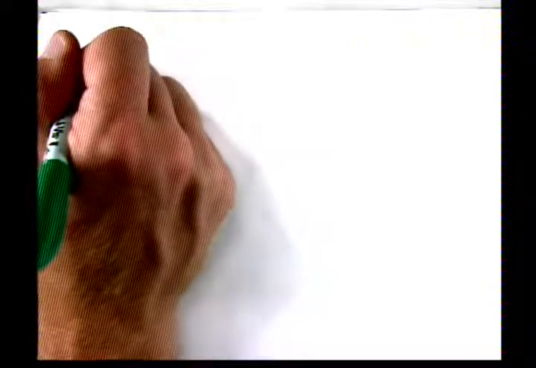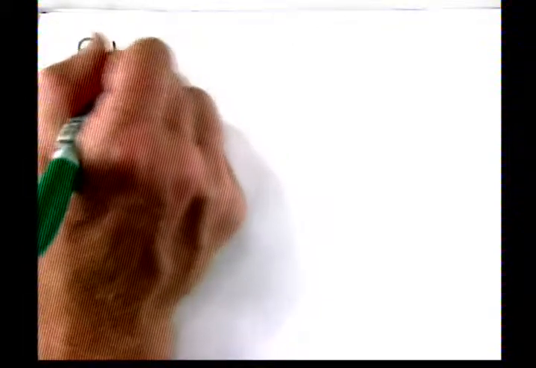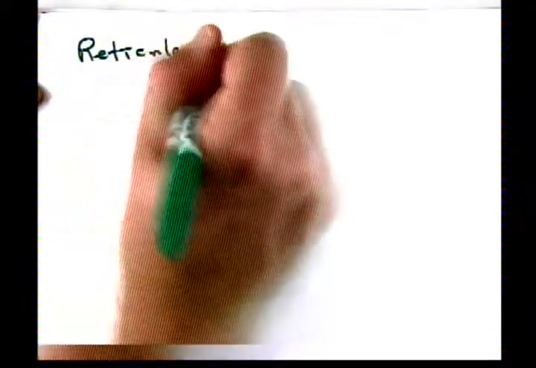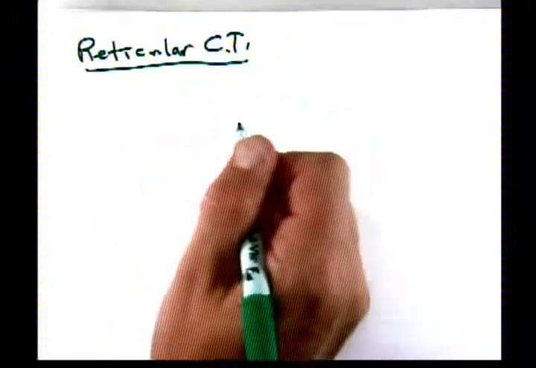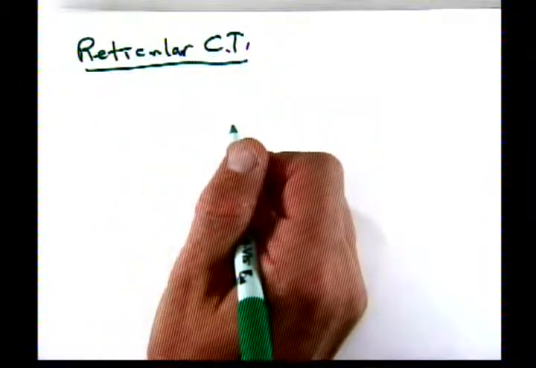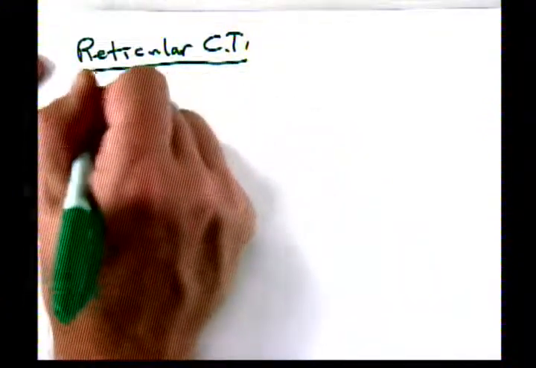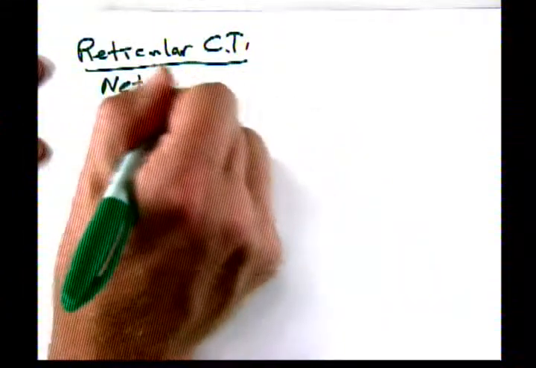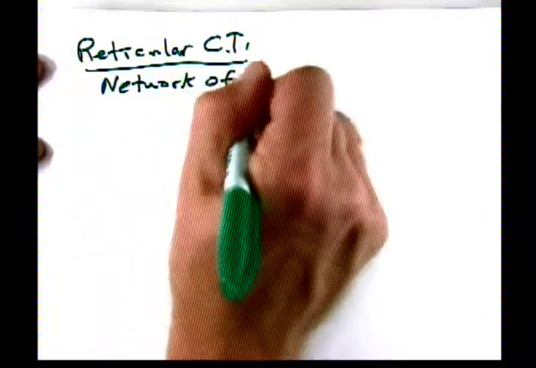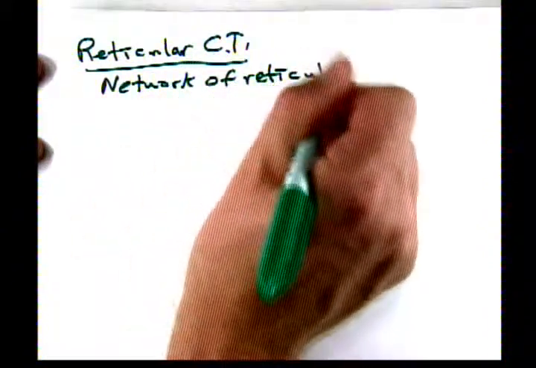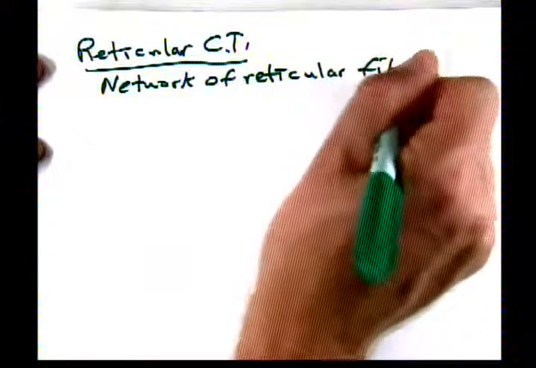All right, last few connective tissues. Okay, as we finish up. Let's do this, the reticular connective tissue. Remember, CT stands for connective tissue. And with the reticular connective tissue, this basically forms a network of reticular fibers. That's what it consists of.